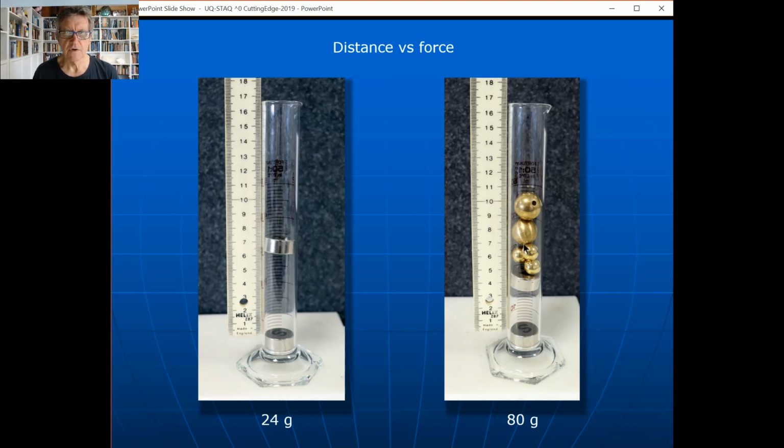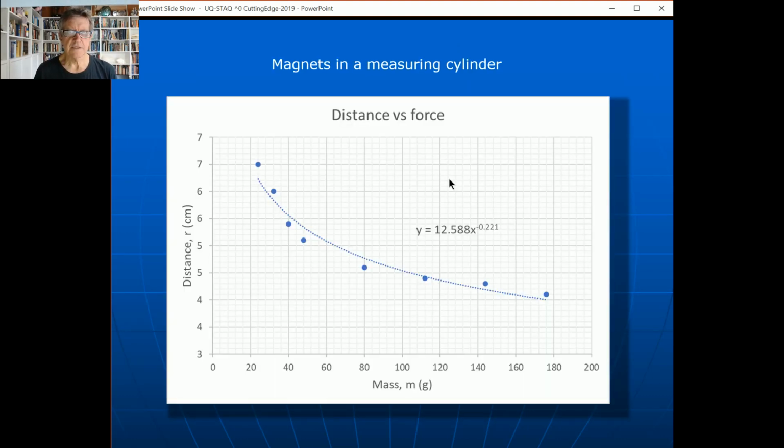The problem you've got is getting it all out, because as you turn it over to slide it out, the bottom magnet attracts to the top magnet, and they end up smashing the glass. Oh, that's what happened to me, but you'll work something out. Okay, so that's the relationship.